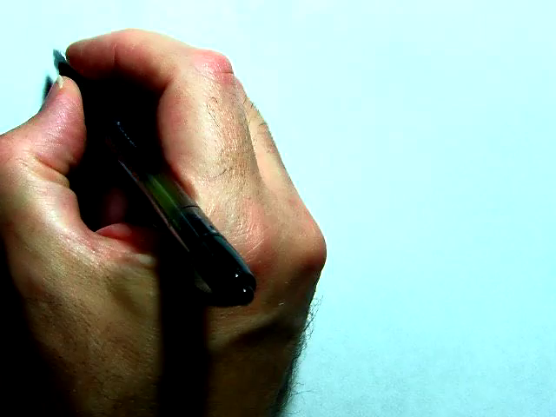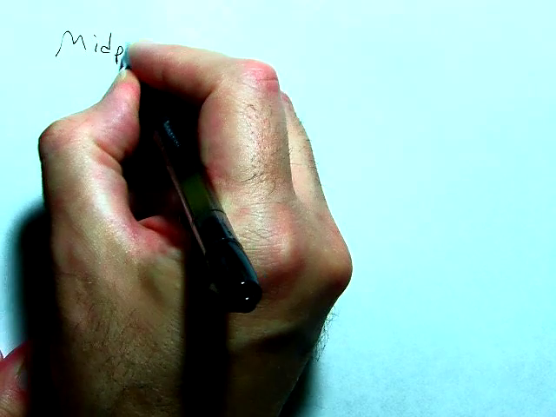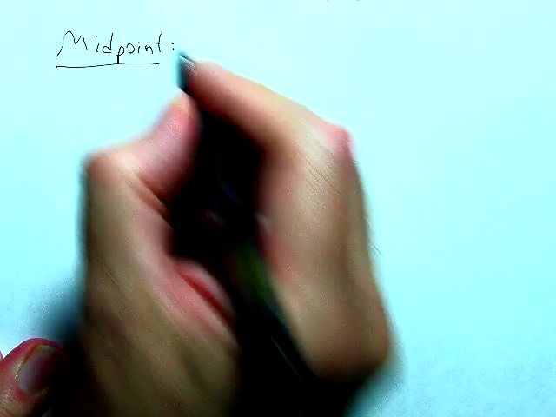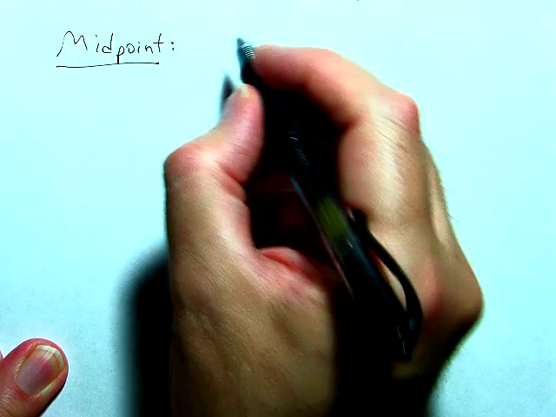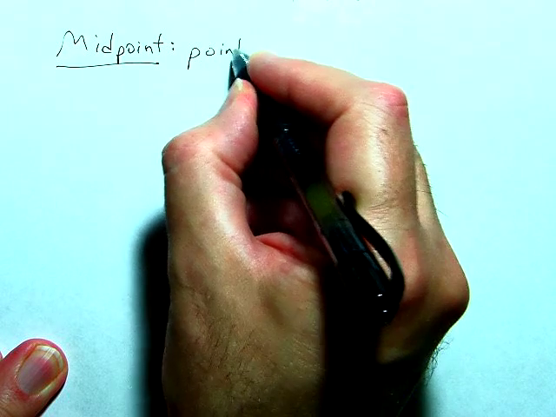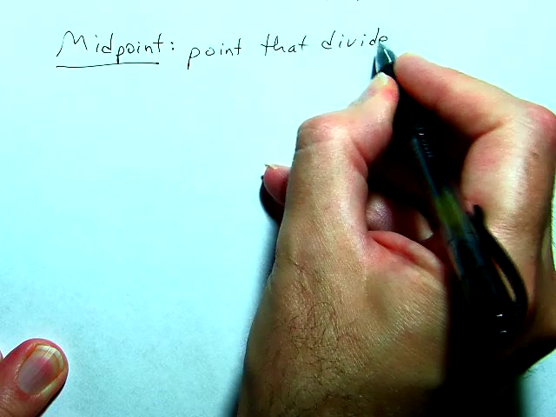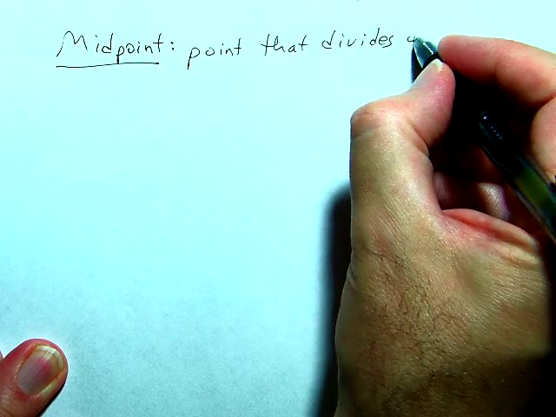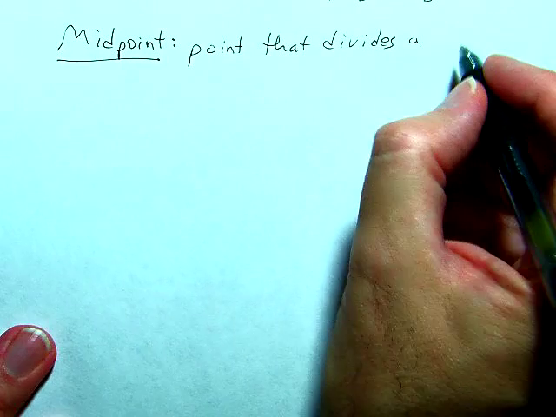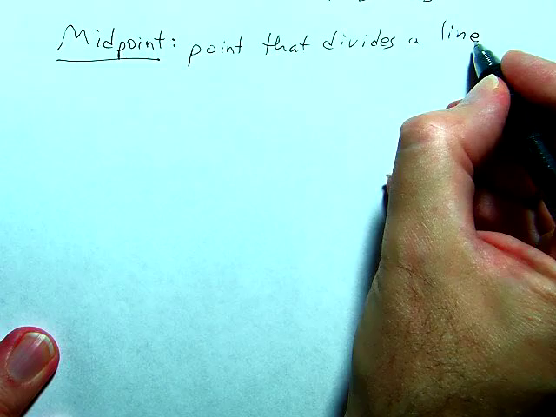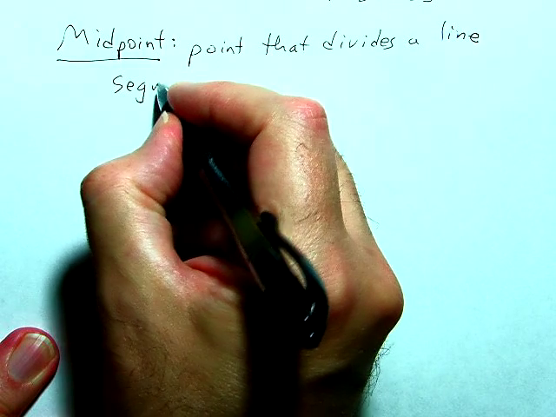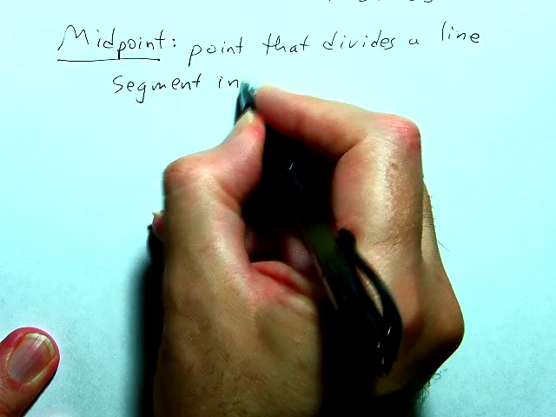Let's do our next vocabulary word, midpoint. You can probably guess what midpoint means. It is the point that divides a line segment into two equal parts.